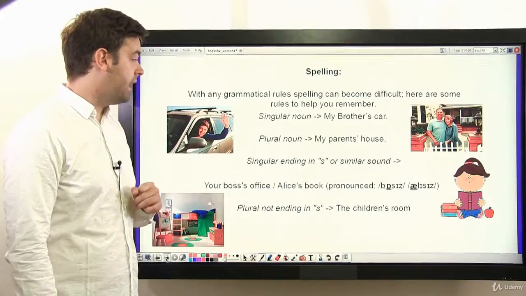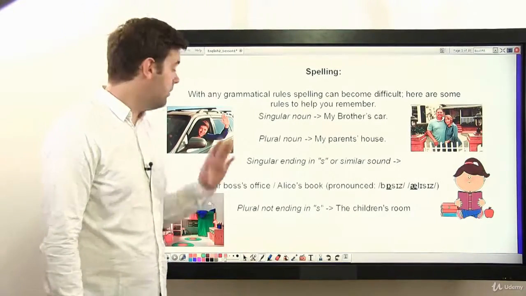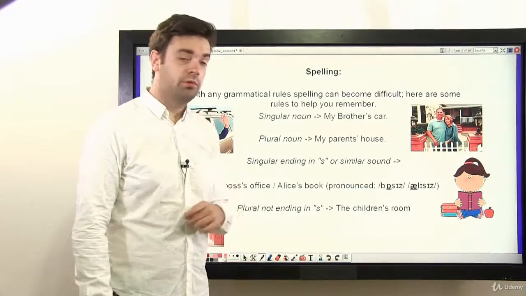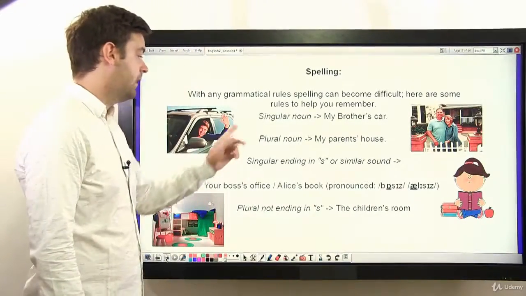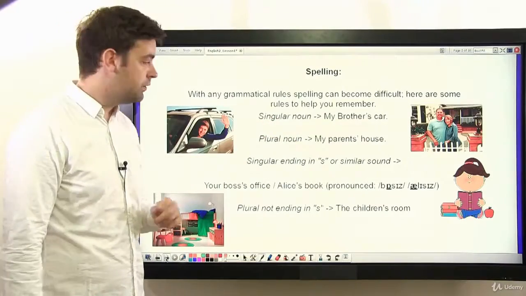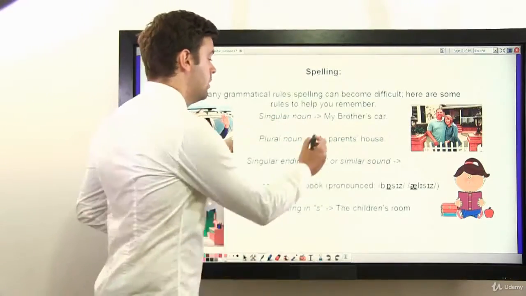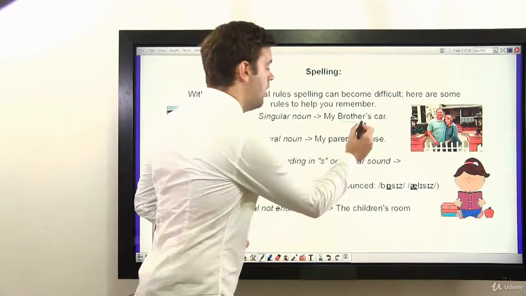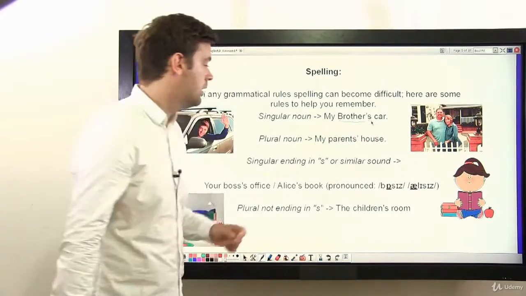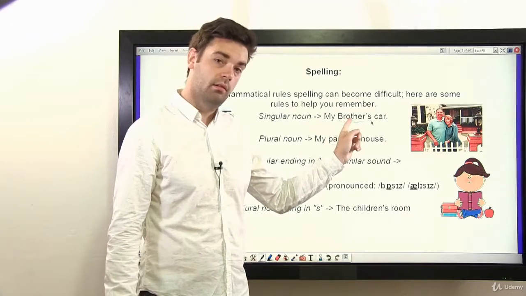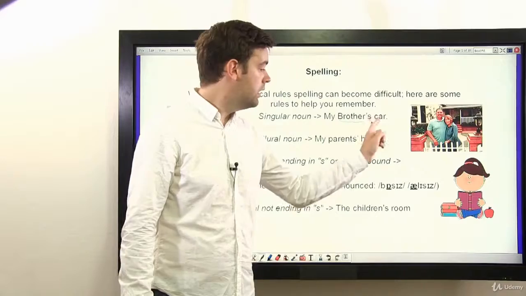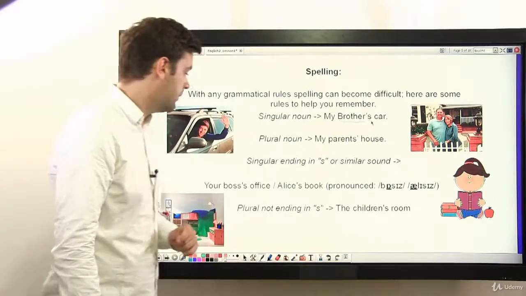So let's have a look at the spelling. There are some rules we need to follow. So with any grammatical rules, spelling can become difficult. Here are some rules to help you remember. So if we use a singular noun, such as brother, here, brother, we just do apostrophe s. So my brother's car. Brother is the person, plus apostrophe s, and the car is the thing.